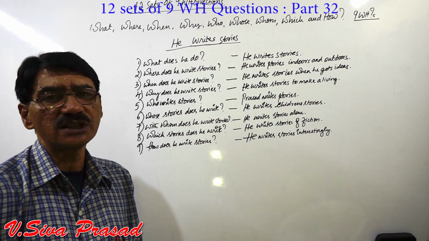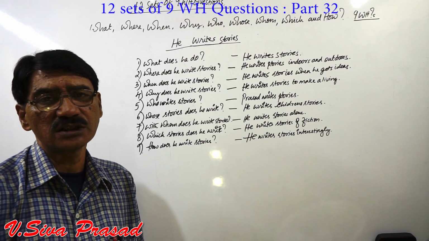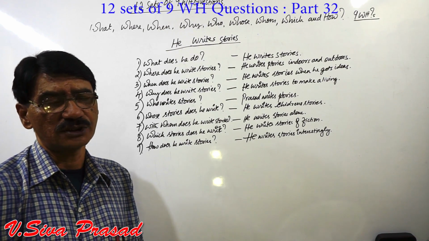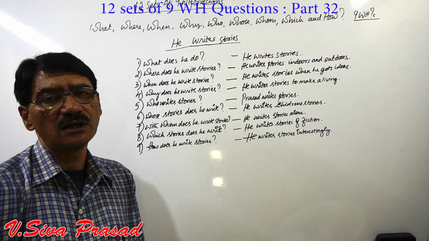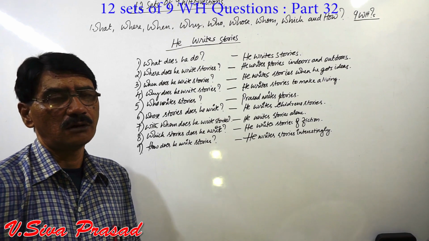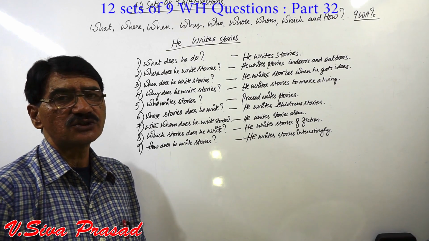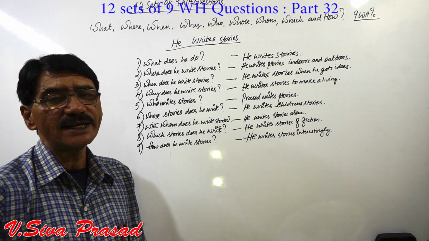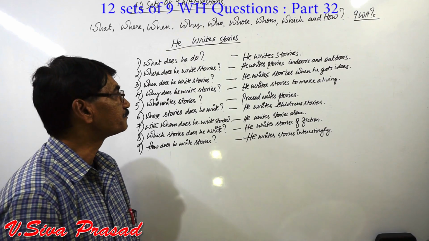Who had written stories? Prasad had written stories. Whose stories had he written? He had written the children's stories. With whom had he written stories? He had written stories alone. Okay. Which stories had he written? He had written stories of fiction. How had he written stories? He had written stories interestingly.